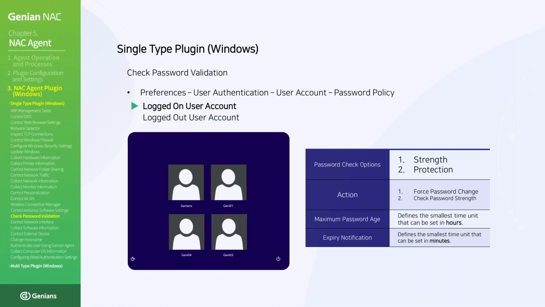The Check Password Validation plugin performs password validation for Windows accounts. The plugin allows you to set the target for password validation as either the logged-on Windows account or the logged-out Windows account. You can selectively apply checks for the presence of a password and compliance with password rules.